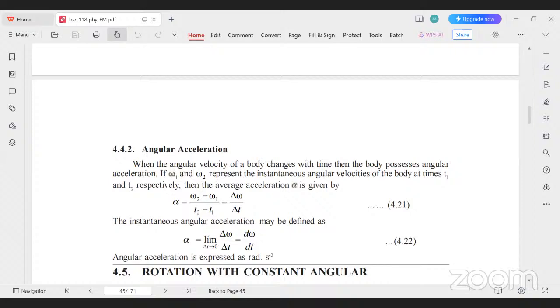If omega 1 and omega 2 represent the instantaneous angular velocities of the body at times t1 and t2 respectively, then the average angular acceleration alpha is given by omega 2 minus omega 1 divided by time t2 minus t1. That is equal to delta omega by delta t. So here we are able to find the acceleration.